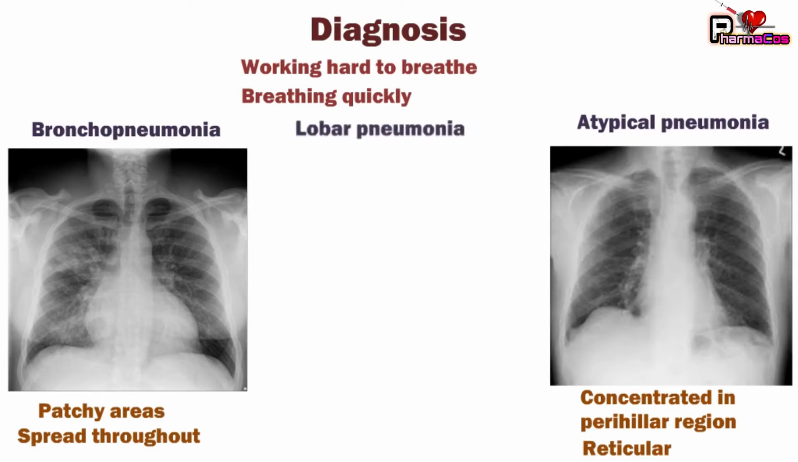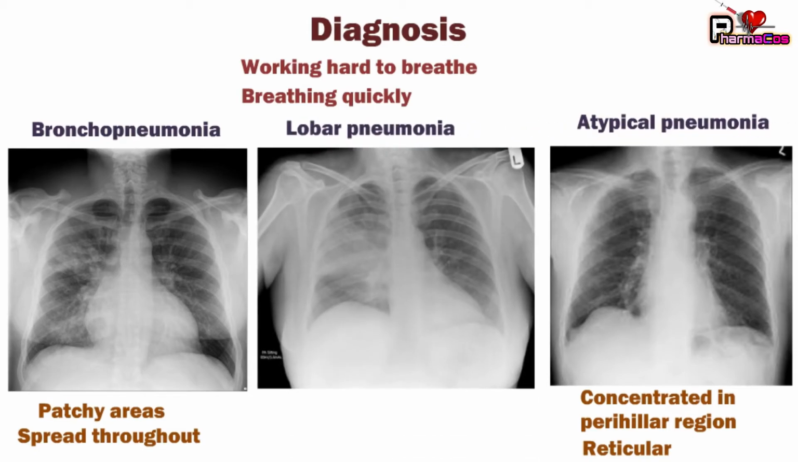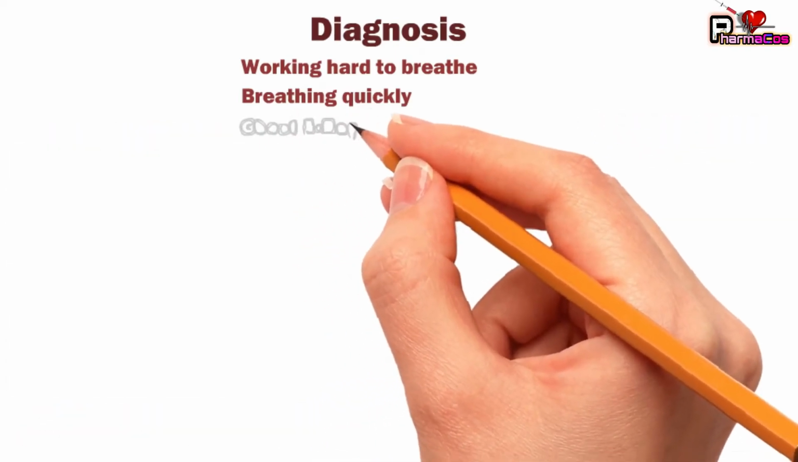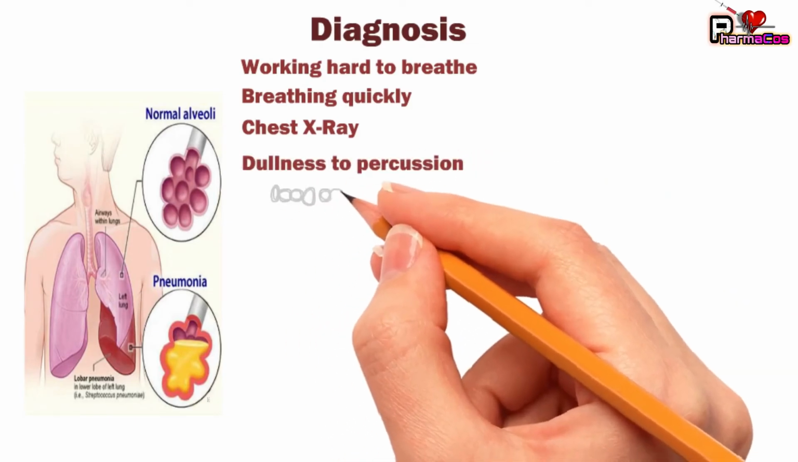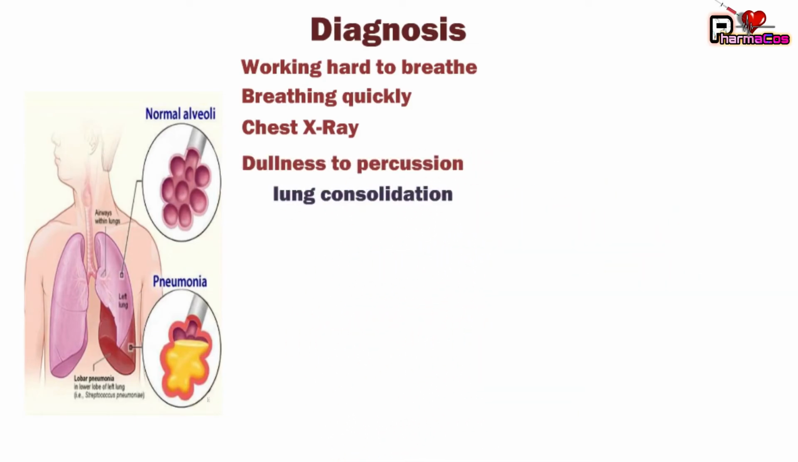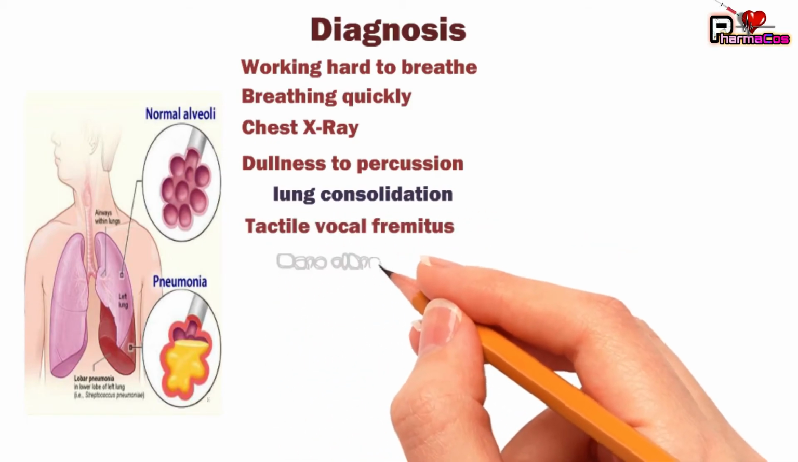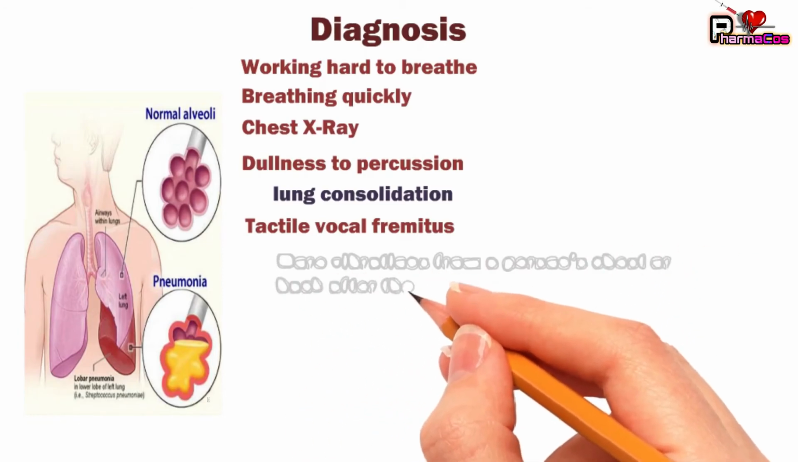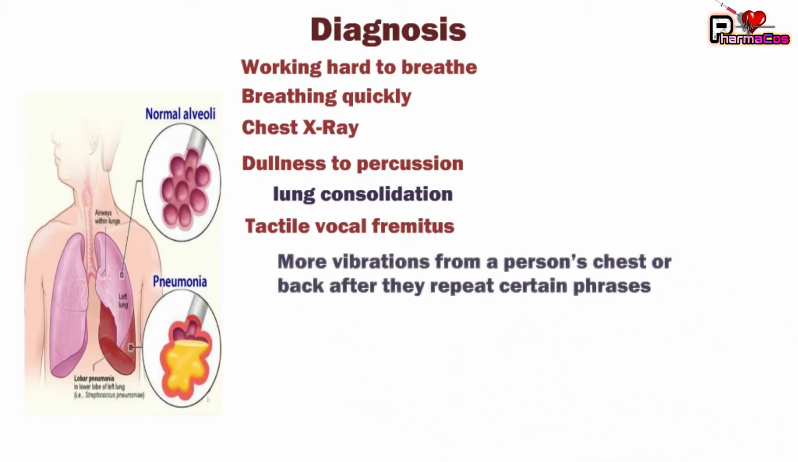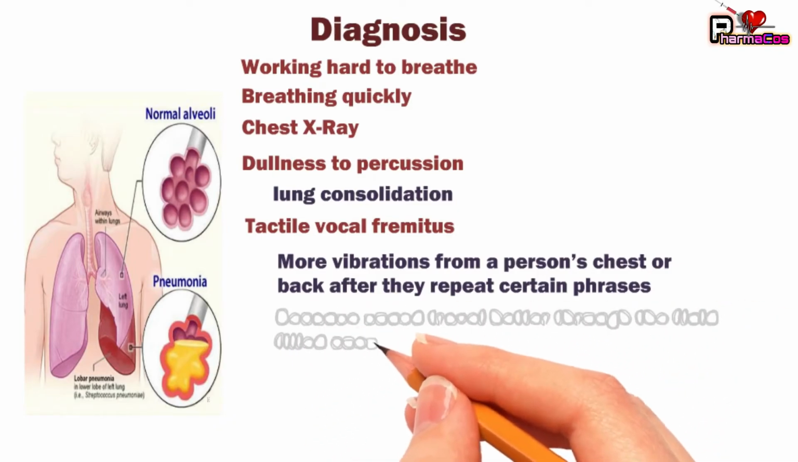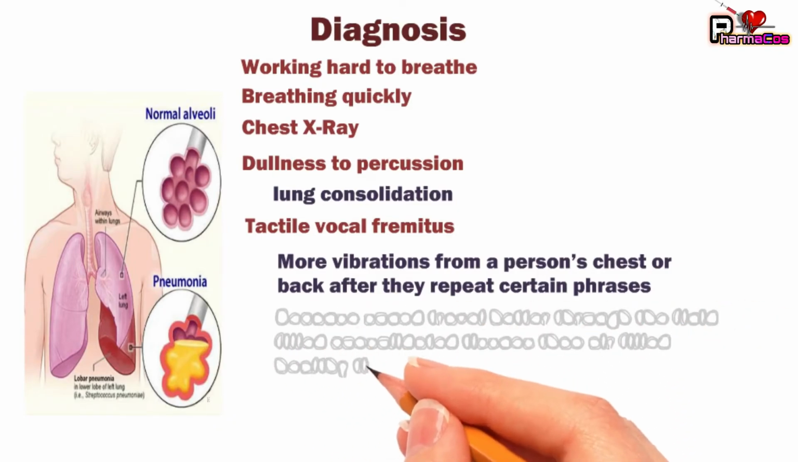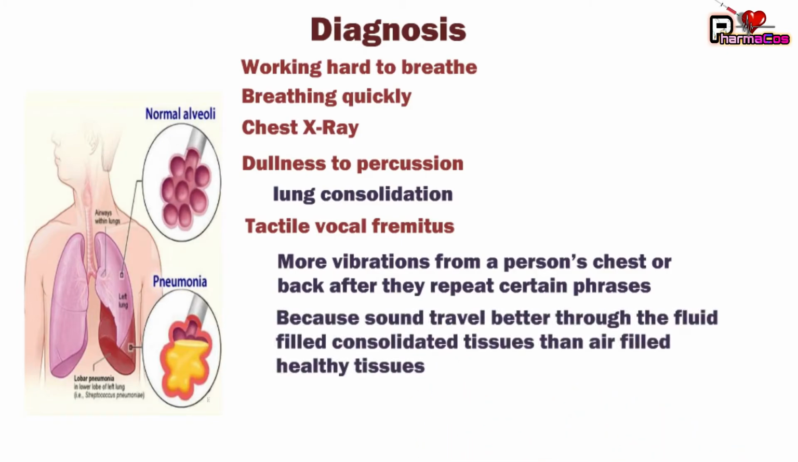In a lobar pneumonia, fluid is localized to a single lobe or a set of lobes. Another way to detect a lobar pneumonia is to look for dullness to percussion, which suggests that there is lung consolidation. There is also tactile vocal fremitus, which is when you can feel more vibrations from a person's chest or back after they repeat certain phrases. This is because sound travels better through the fluid-filled consolidated tissues than the air-filled healthy tissues.